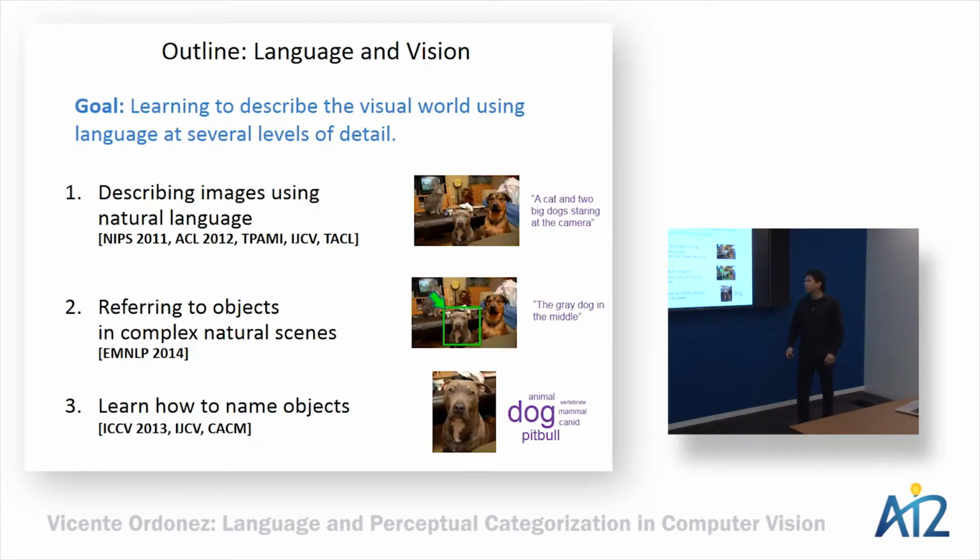So during my talk, I'm going to talk about 3 lines of work. How to describe images using natural language, some of the earlier work we did, and some of the more recent work we have been doing on referring expressions for natural scenes and learning how to name objects. So a common theme across these projects is how do we learn from text and how do we produce text to explain visual things.